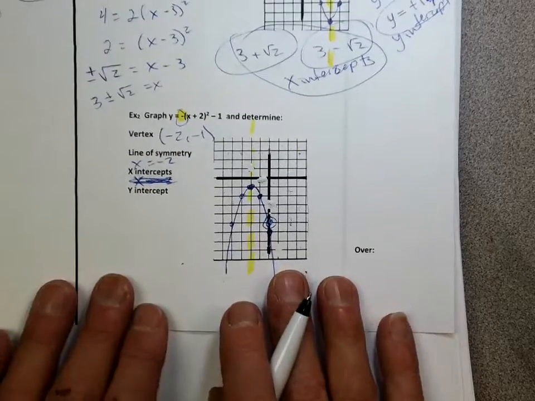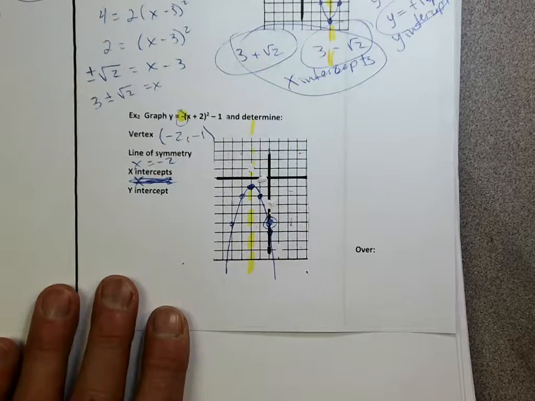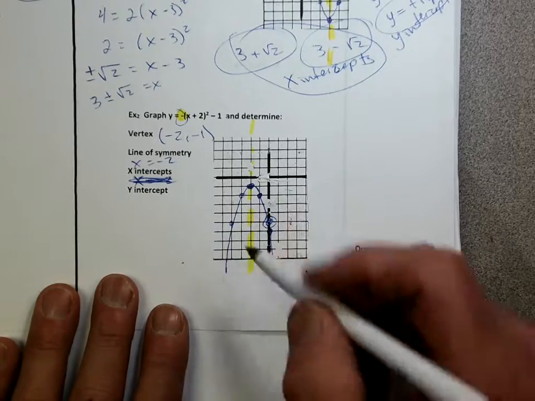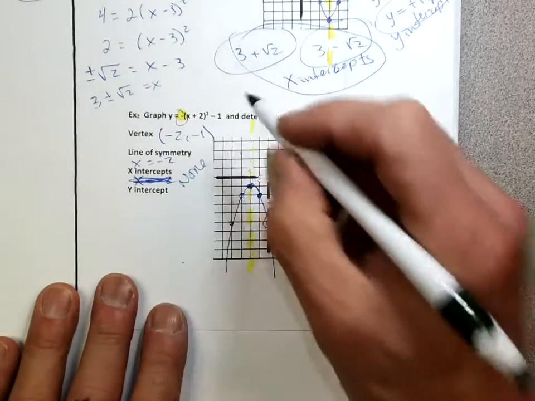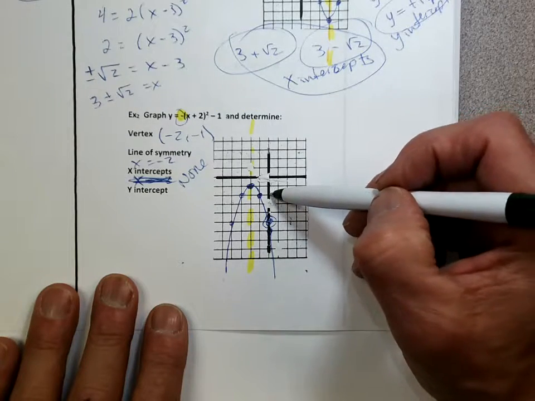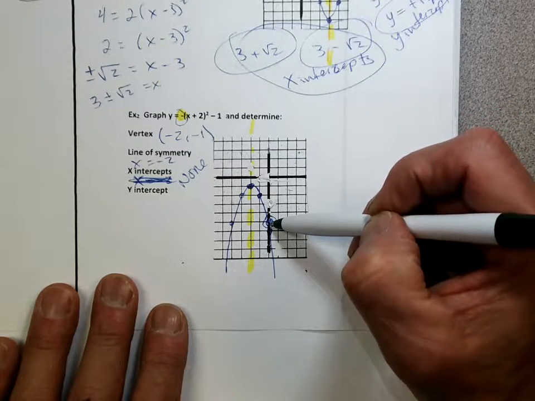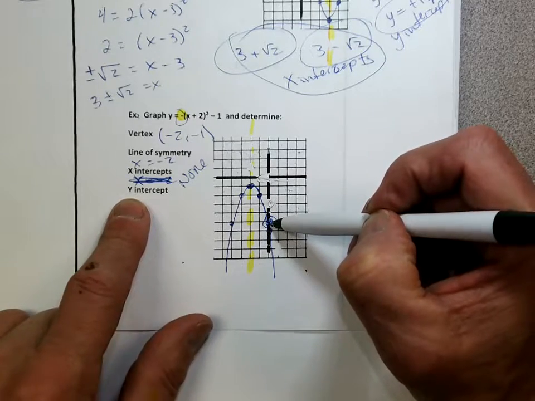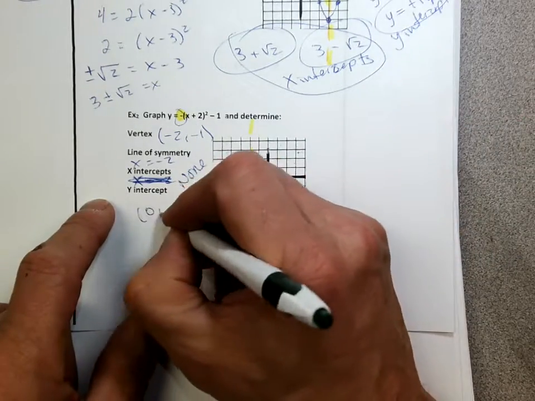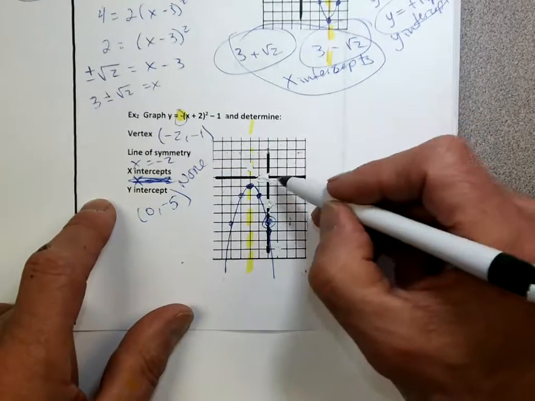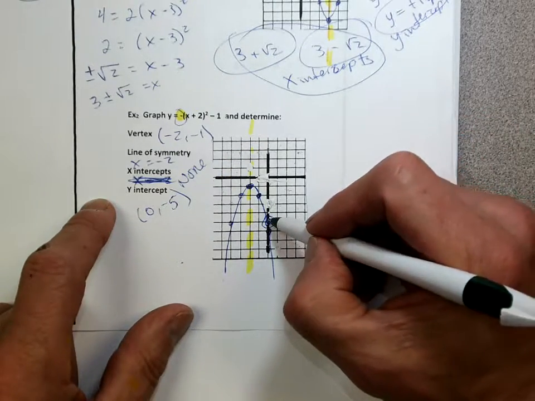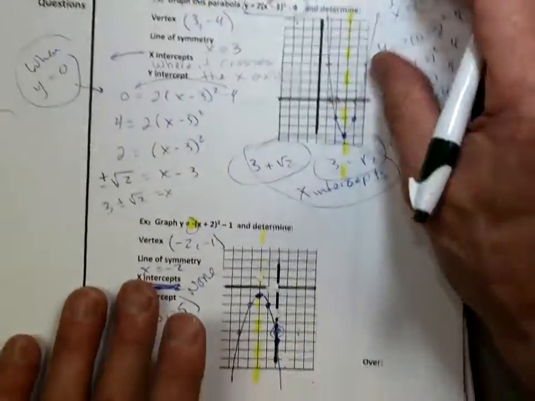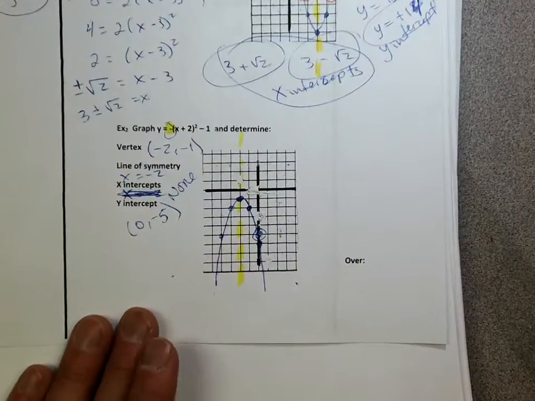My x-intercepts, none. Yeah, it never crosses that, does it? Never crosses. So none. Y-intercept I can get by graphing. It's at 1, 2, 3, 4, 5. So my y-intercept is at (0, -5). 1, 2, 3, 4, 5 right there. That was kind of nice. I didn't have to do all the math. So if I can get it off the graph, I've got it made. Everybody good?